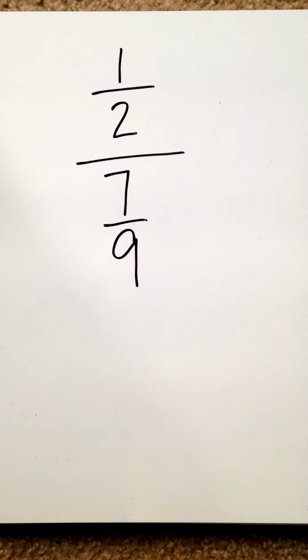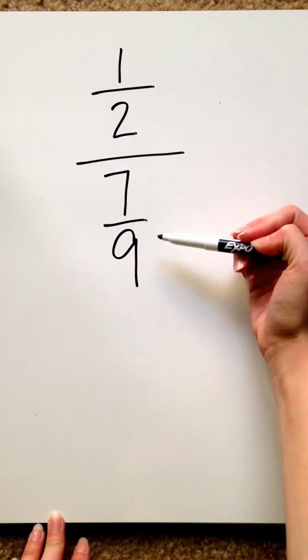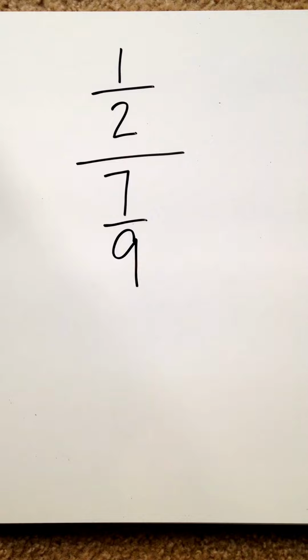Our first example here, we have a fraction divided by another fraction. So the easiest thing to do would actually be to change this problem to a multiplication problem with fractions. When we are using division and trying to change it to multiplication, we have to follow 3 steps. We keep, change, flip.